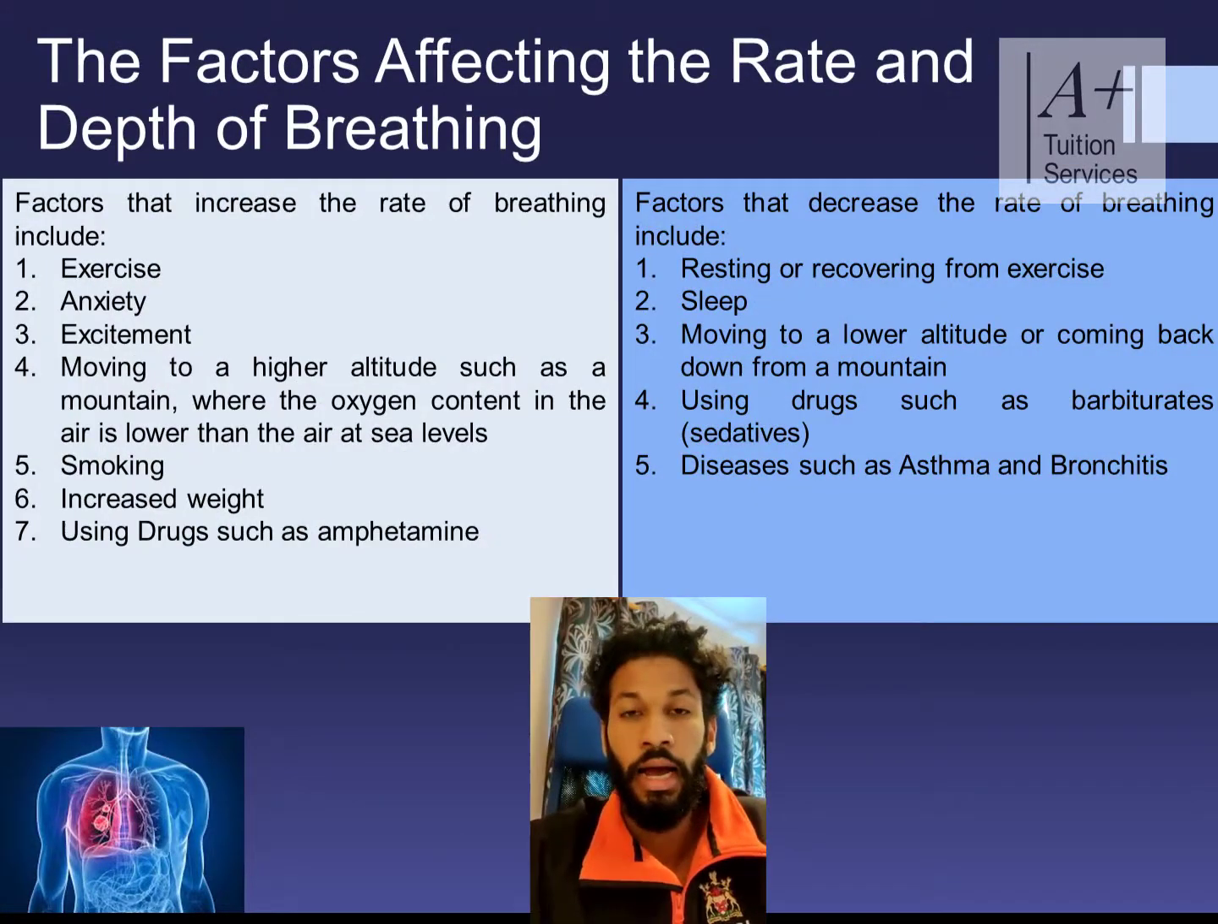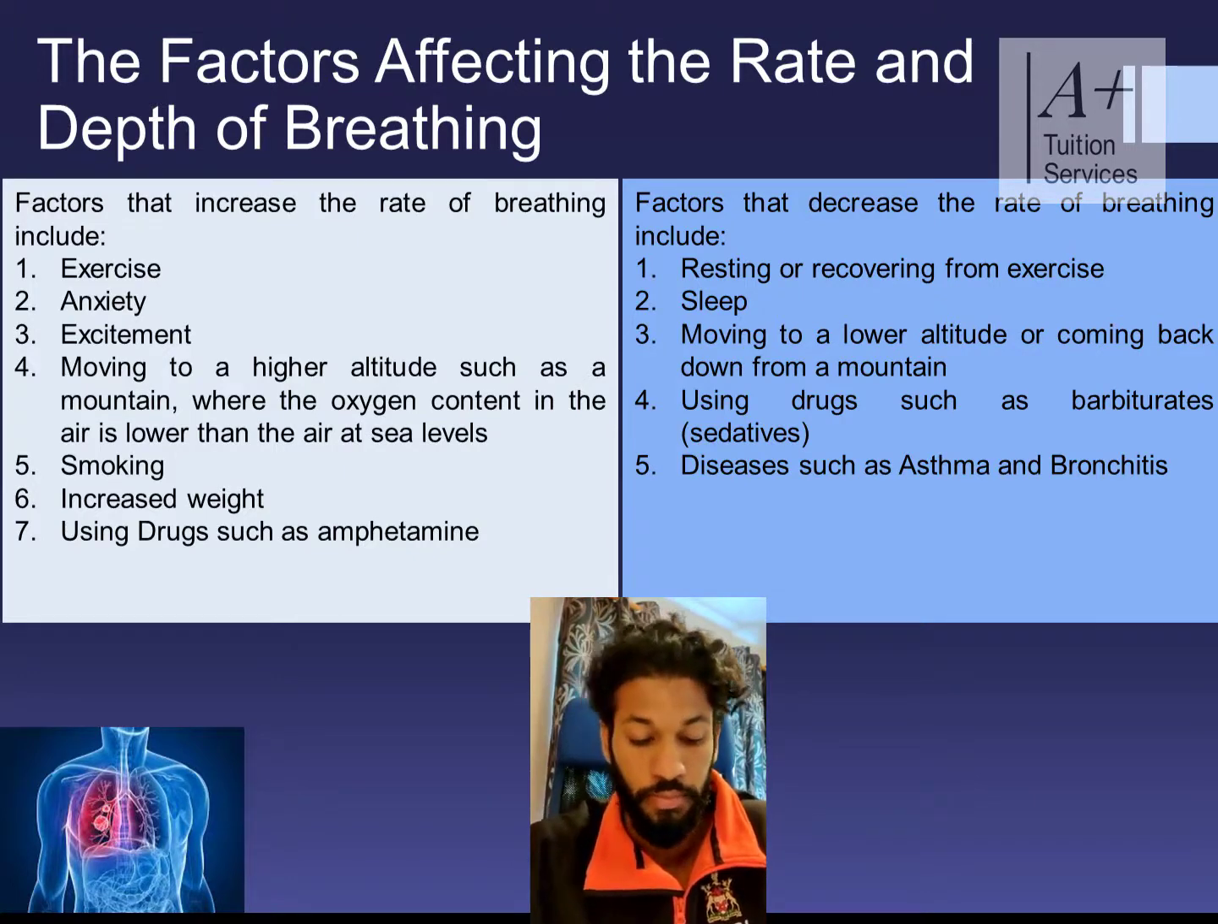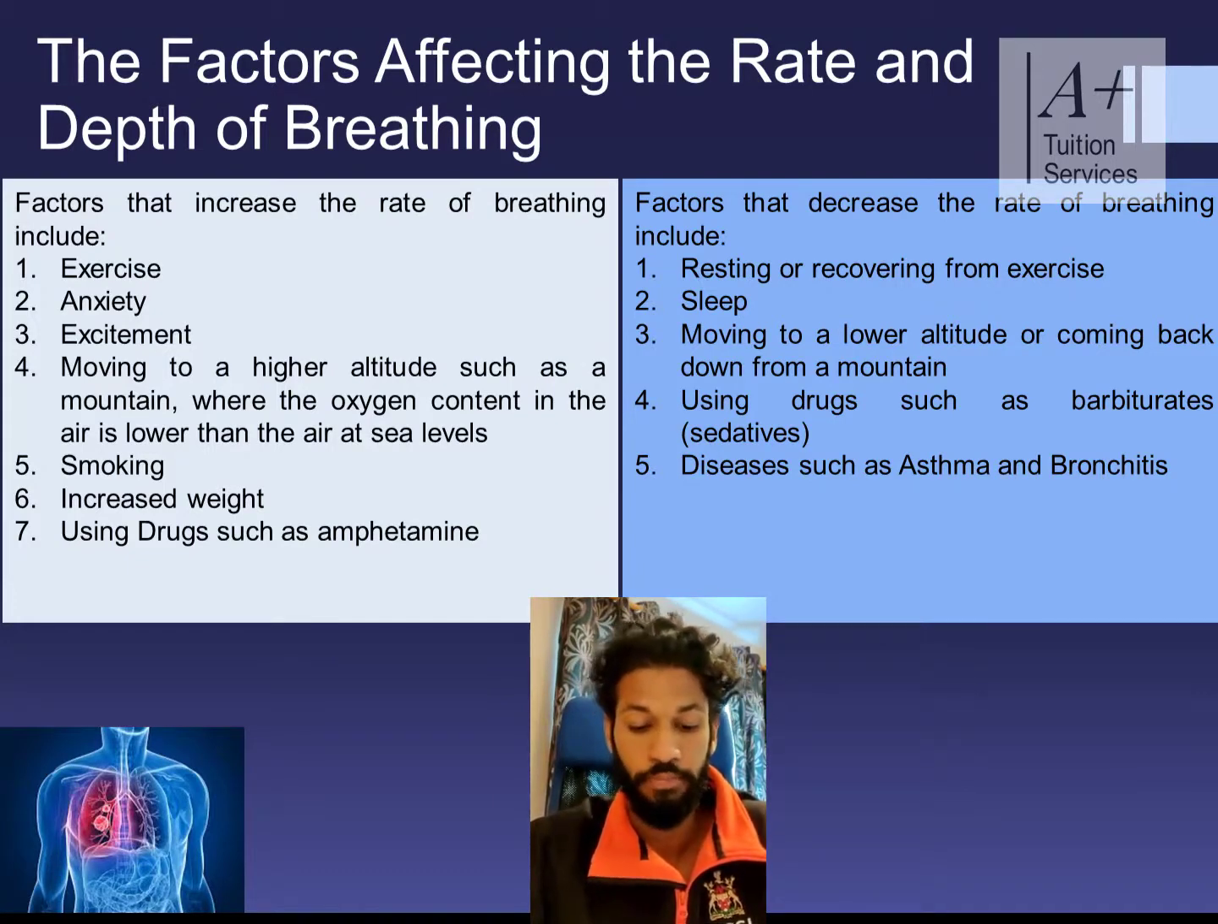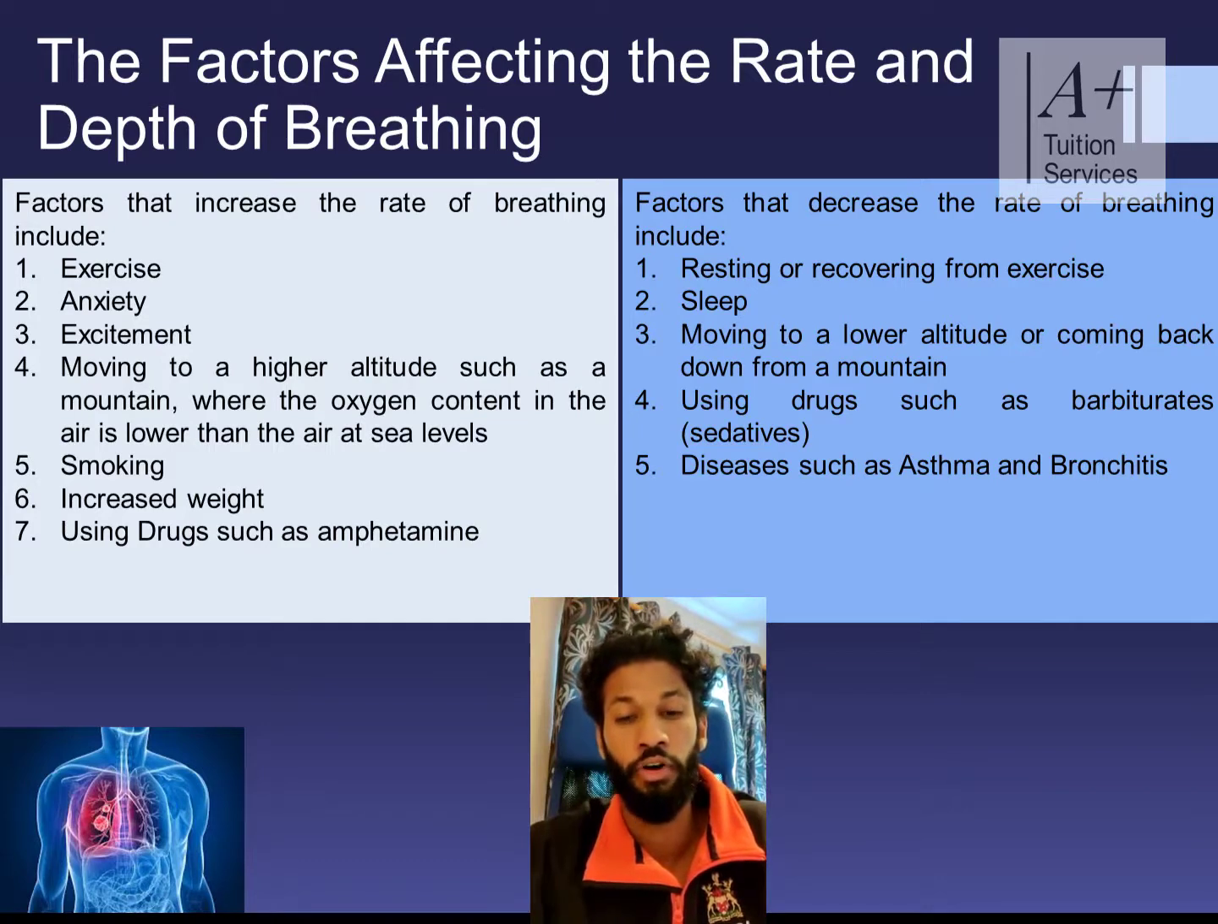Now we're taking a look at the factors that affect the rate and depth of breathing, or factors that affect how fast and how deep you breathe. So factors that increase the rate and depth of breathing include exercise, anxiety, excitement, moving to a higher altitude such as on top of a mountain where the oxygen concentration in the air is lower than here at sea level. So you have to work harder to breathe to meet the oxygen requirements of the body.